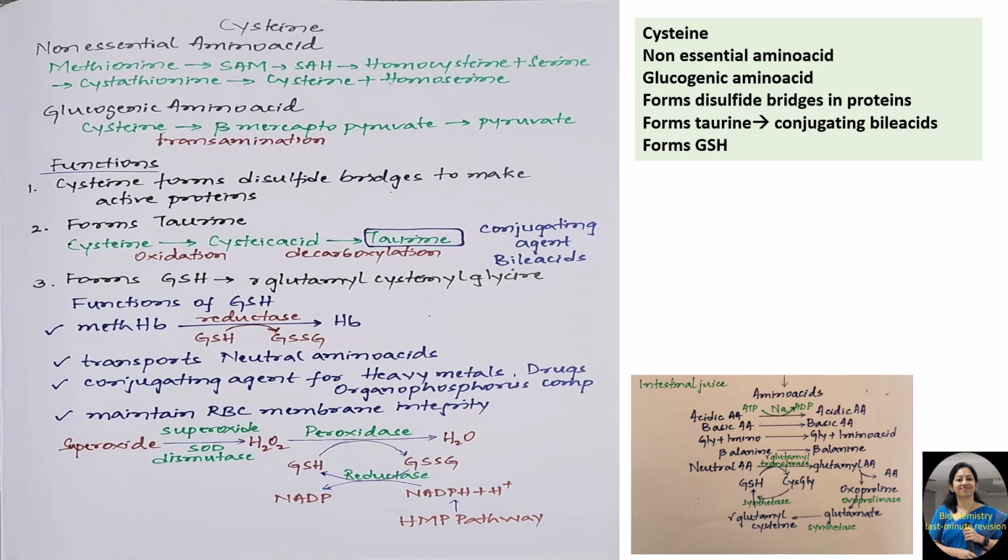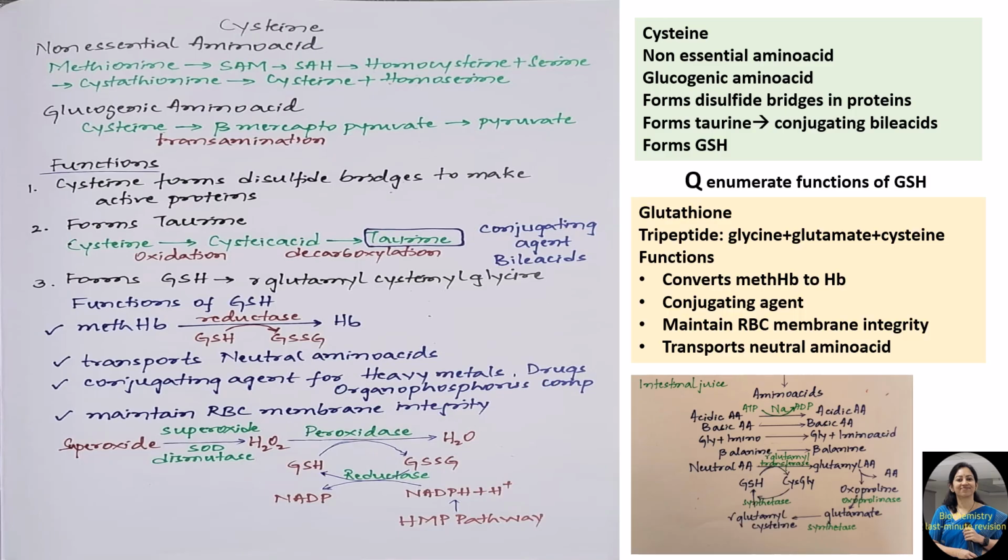So just to summarize cysteine metabolism, cysteine is a non-essential amino acid. It's glucogenic because it forms pyruvate, forms disulfide bridges in proteins, forms taurine, which is used as a conjugating agent for bile acids, forms glutathione. Glutathione itself can be asked as a 5-marker question. So this is a quick summary of glutathione. It's a tripeptide made up of glycine, glutamate, cysteine. Functions include conversion of methemoglobin to hemoglobin, acts as a conjugating agent, maintains RBC membrane integrity, and transports amino acids.